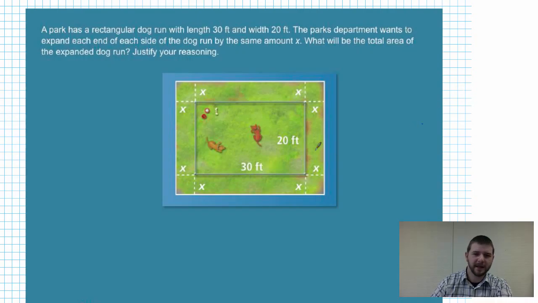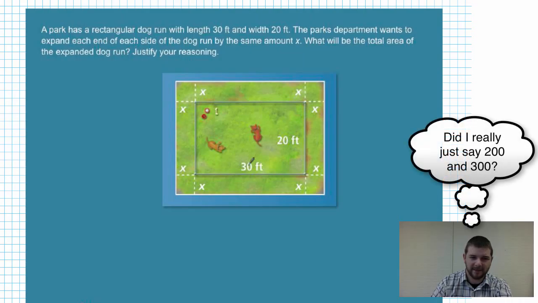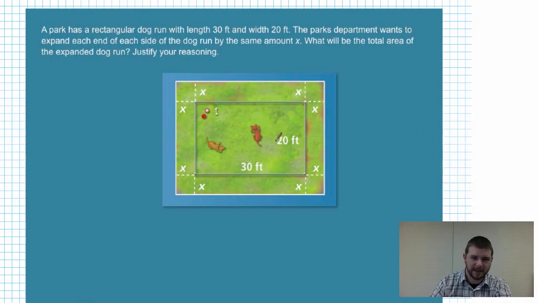Well, let's consider what we have here. We have this original area of 30 feet by 20 feet. That's a nice rectangle, and we can find its area by simply multiplying these two. 30 times 20, 600. So the area of the initial dog run is 30 times 20, 600 square feet.